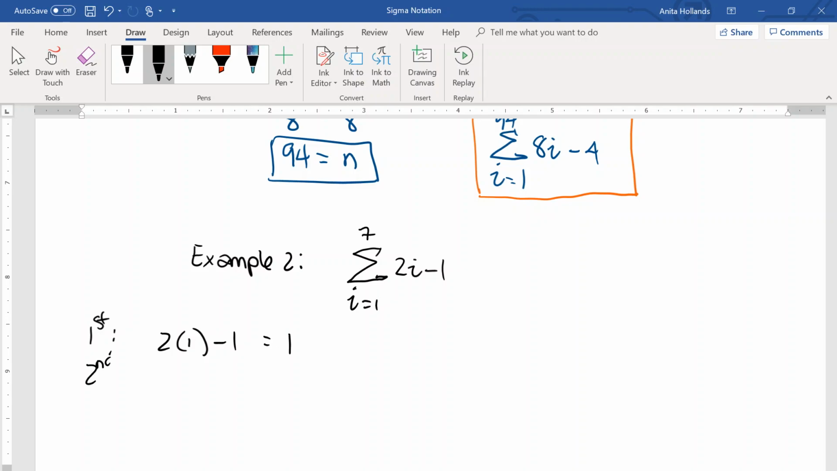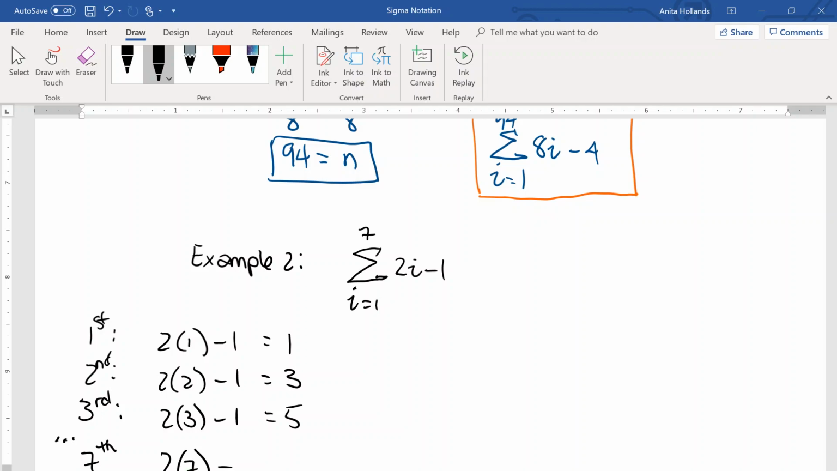Let's look at our second term. We would have 2 times 2 minus 1, or 4 minus 1. Our third term, 2 times 3 minus 1. 6 minus 1 is 5, and so on. You can see the pattern developing here. Let's just jump down to the last term. This is our 7th term, because we're just going from 1 to 7. So this would be 2 times 7 minus 1, or 14 minus 1 is 13.